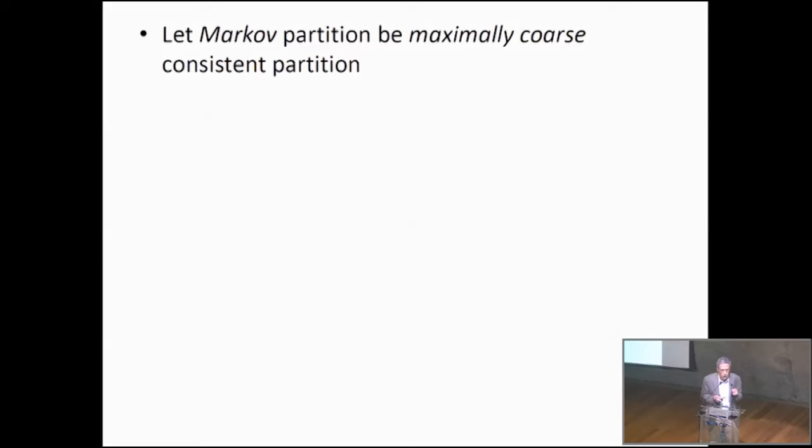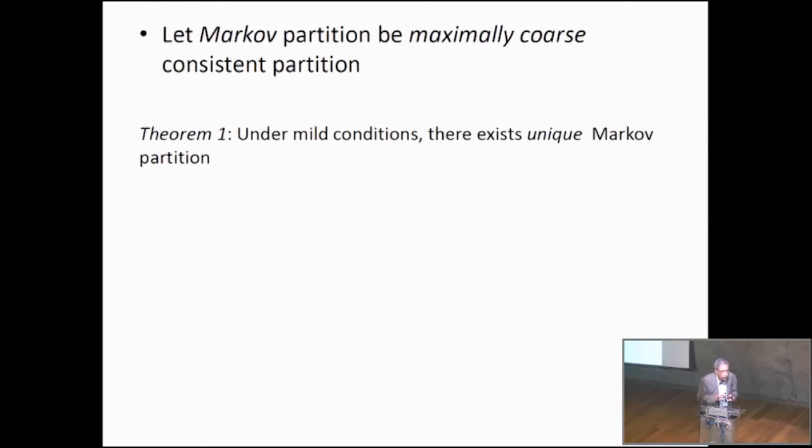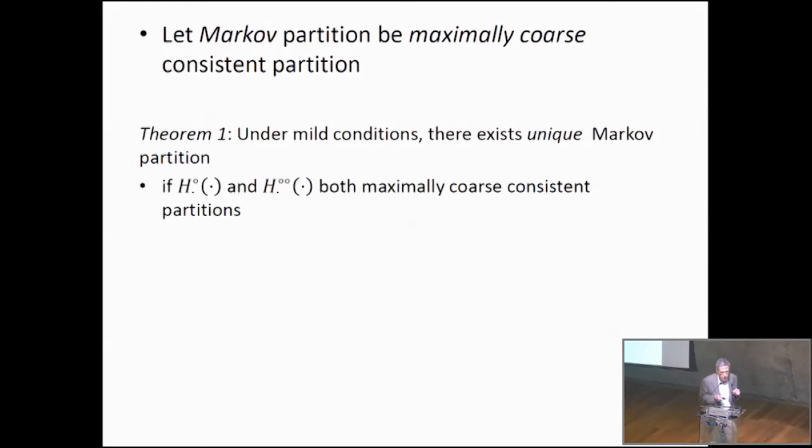So let us look at consistent partitions which are maximally coarse. Maximally coarse means that the elements of the partition are as big as possible. And we'll call a maximally coarse consistent partition a Markov partition. And the first thing we need to establish is that this is a well-defined concept, that there is a unique maximally coarse consistent partition. This is not on its face obvious because in principle there could be multiple maximally coarse partitions. But here is a proof that in fact we get uniqueness.